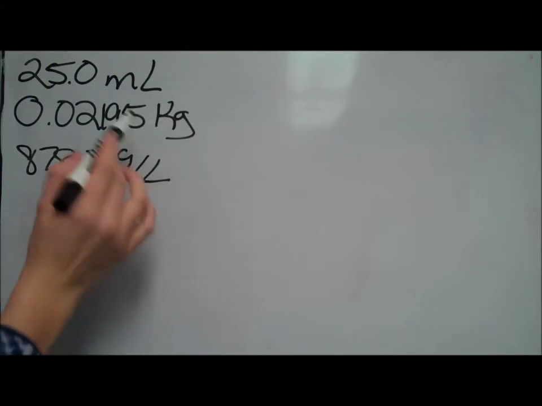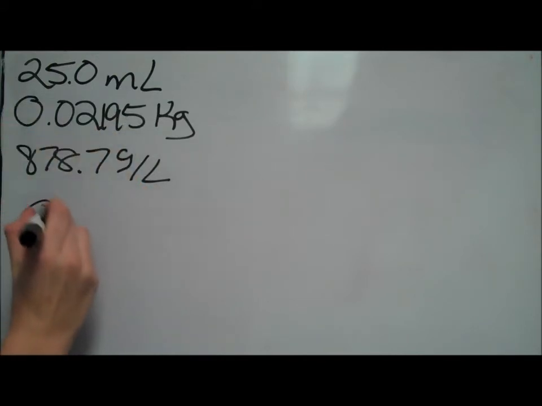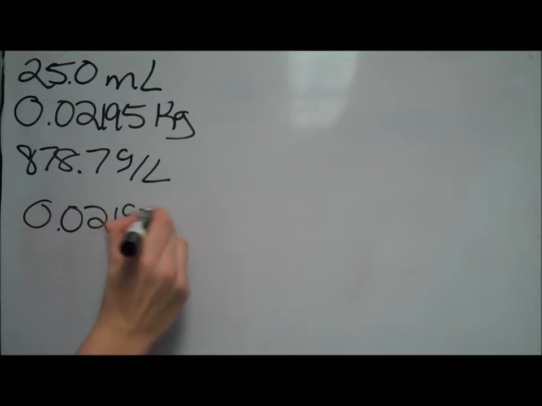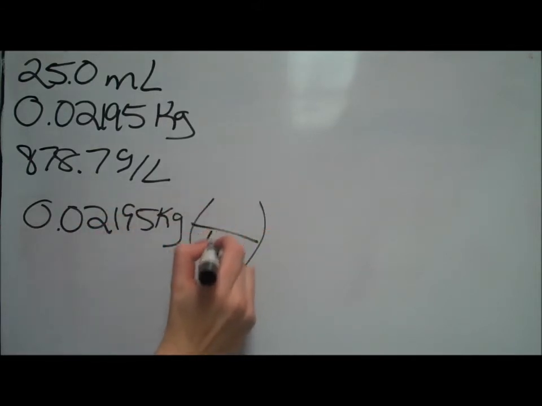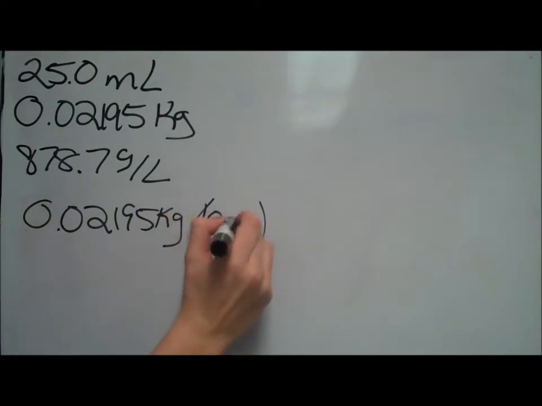First off, we're going to change kilograms into grams. We know that 1 kilogram is 1,000 grams. We put the kilograms on the bottom to mark it out.